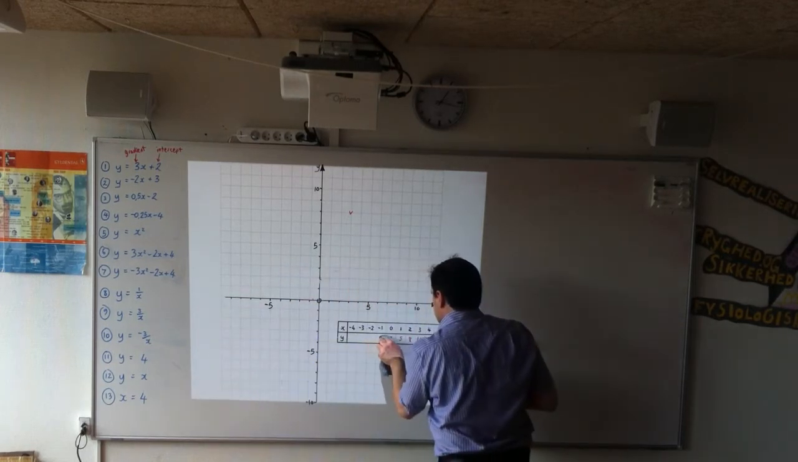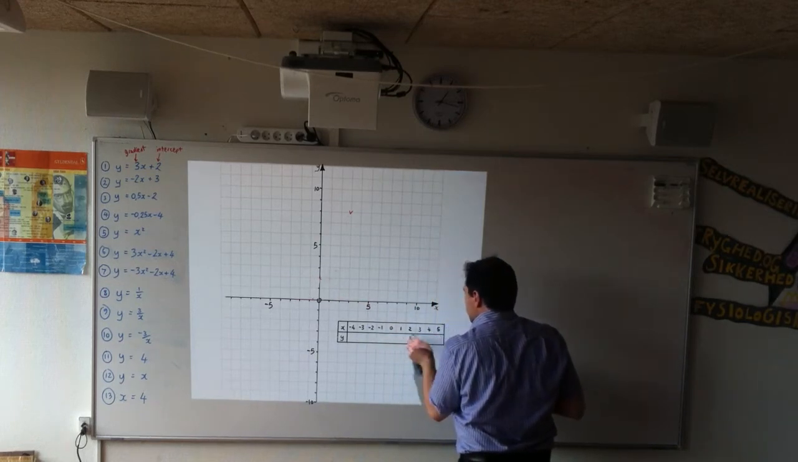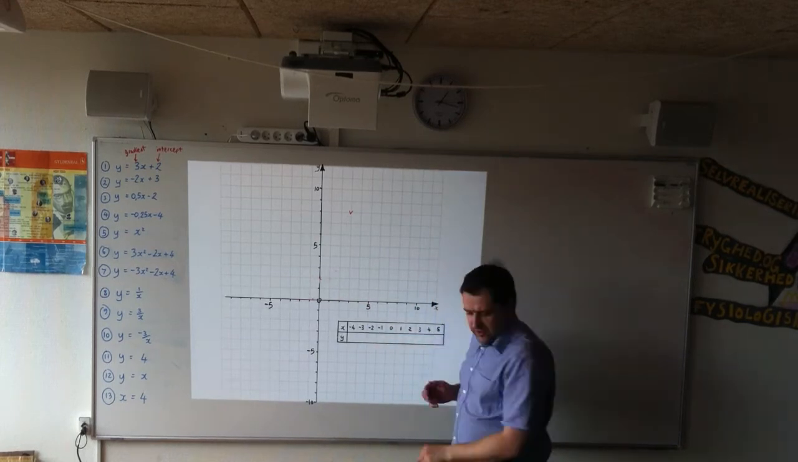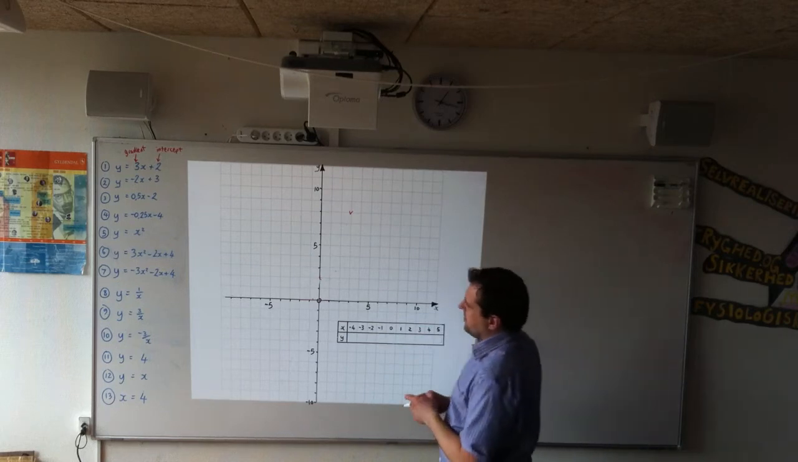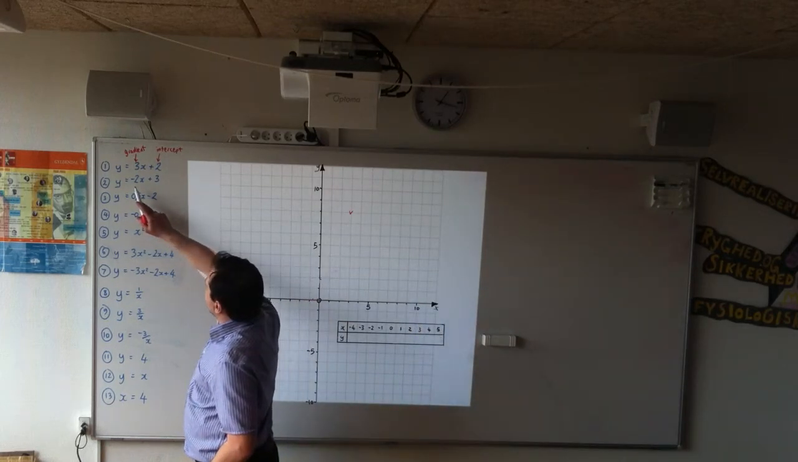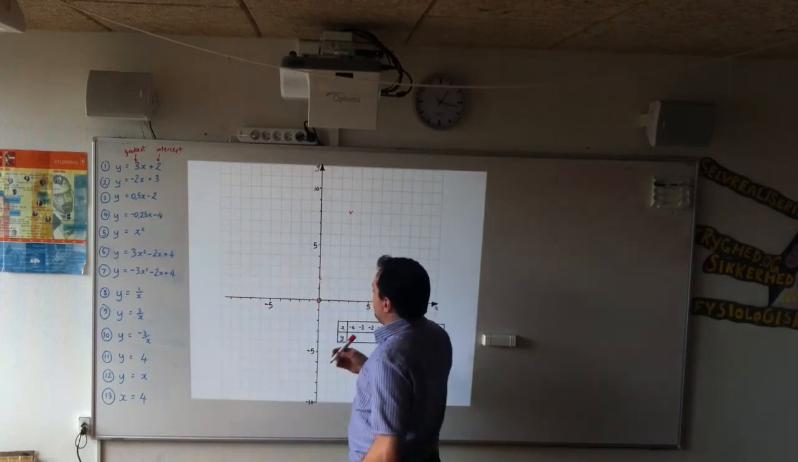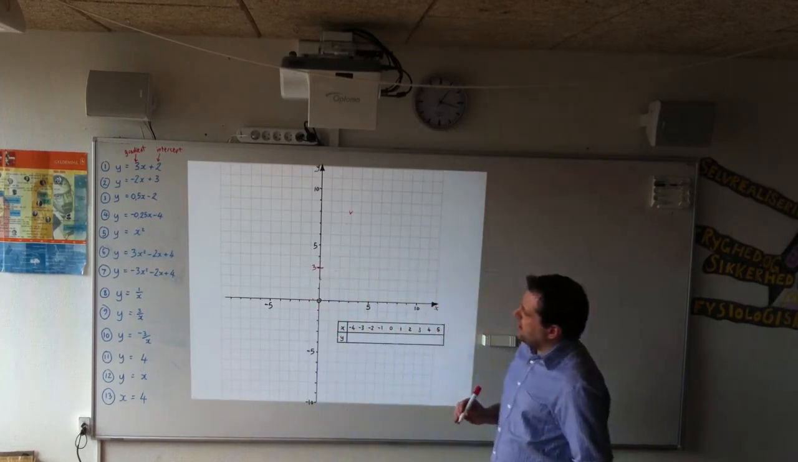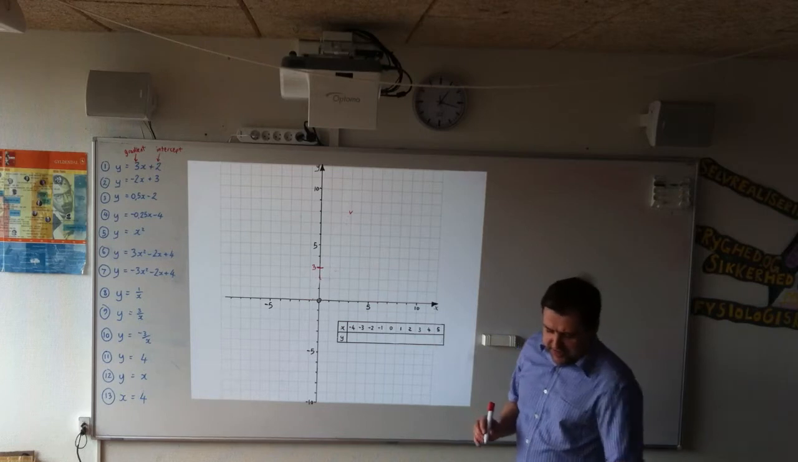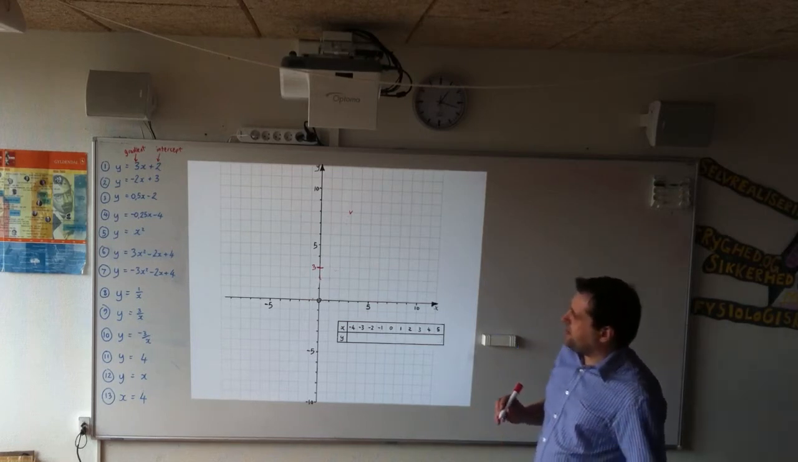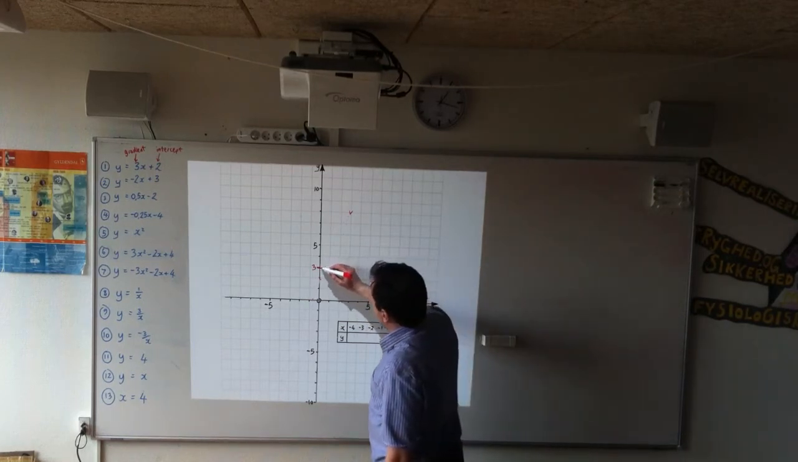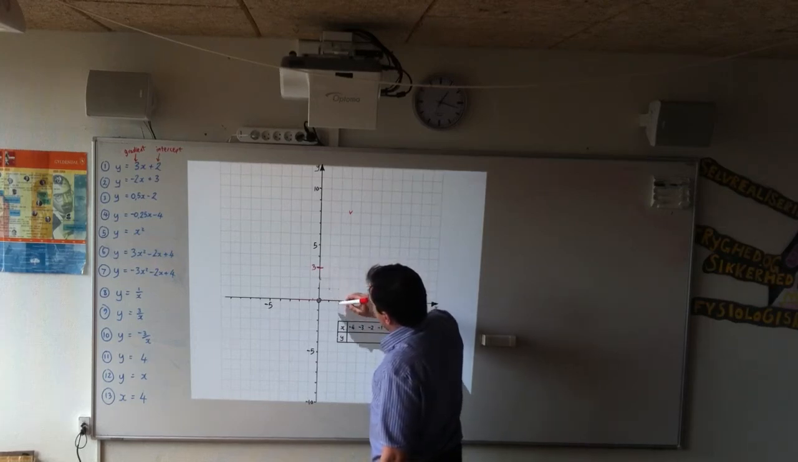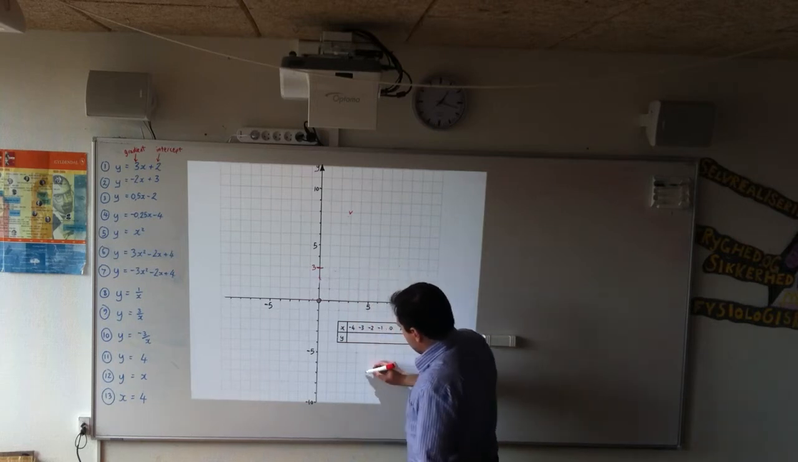So I'll rub out my table of values. I'm not going to use the table of values for the next one because I should be able to just recognize it. Okay, y equals minus 2x plus 3. So the plus 3 is telling us that it's going to cut at 3 there. And then the minus 2x tells us that the gradient is minus 2, which means that for every 1 across, it's going to go down by 2. 1 across, down by 2, 1 across, down by 2 over there.